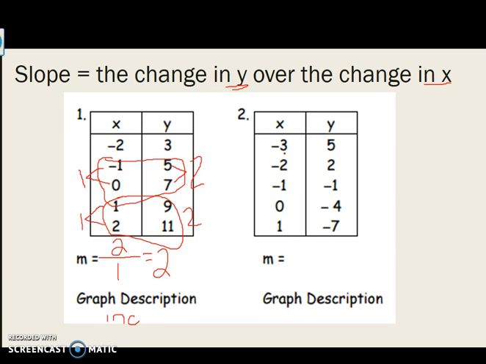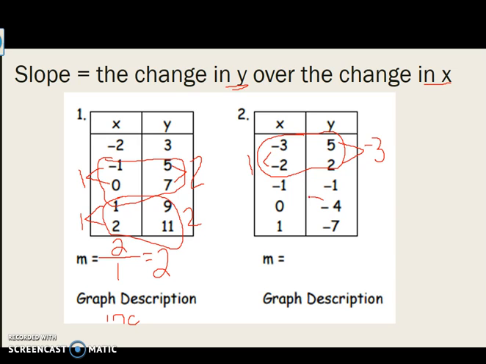Now let's look at example number 2. In example number 2, I'm just going to pick 2 points, like I'll pick these 2. And this can be a little bit tricky because it's negatives, but -2 minus -3 is 1. You're going up 1 when you go from -3 to -2. The y is changing. Again, you always do the bottom number minus the one above it. So 2 minus 5 is -3.